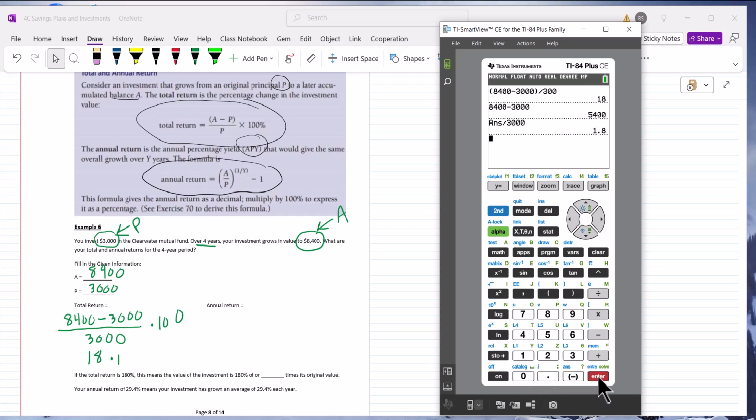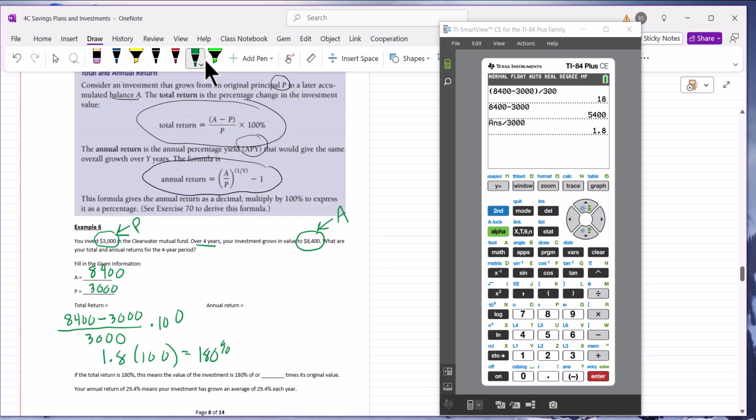So what you have is 1.8 multiplied by 100. When you multiply by 100, it just moves the decimal to the right. So the total return is 180%. This formula is pretty simple: the amount minus the principal, divided by the principal. The times 100 is just reminding you to move the decimal to the right.